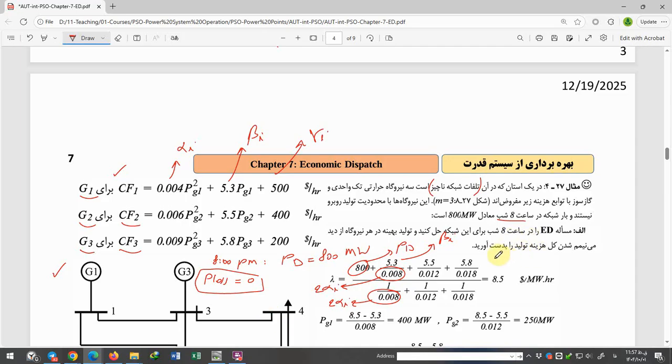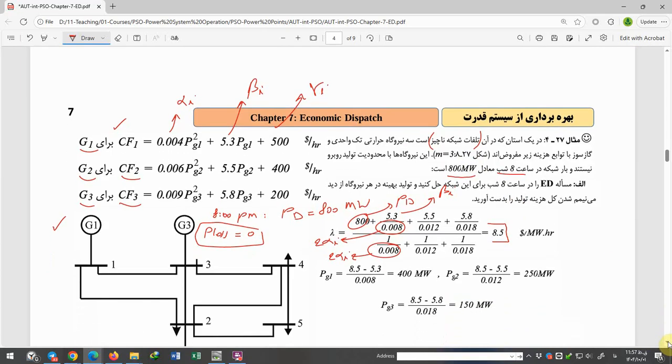Lambda says that for supplying 800 megawatts, you have to run your power system at $8.5 per megawatt per hour, or the operation of your power system costs $8.5 per megawatt per hour.